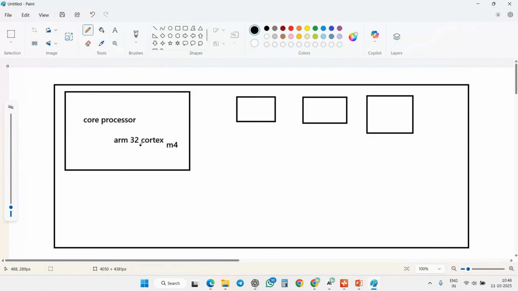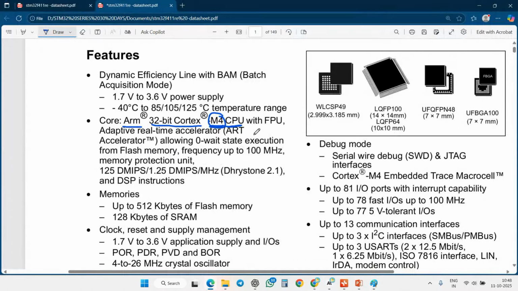Here I have put a 32-bit processor. What is the meaning of 32, and what is the meaning of an 8-bit processor? If it is an 8-bit processor, it can process up to 8 bits. If it is a 32-bit processor, it can process 32 bits for one instruction. It can process a very high number of bits. That is what this is telling.